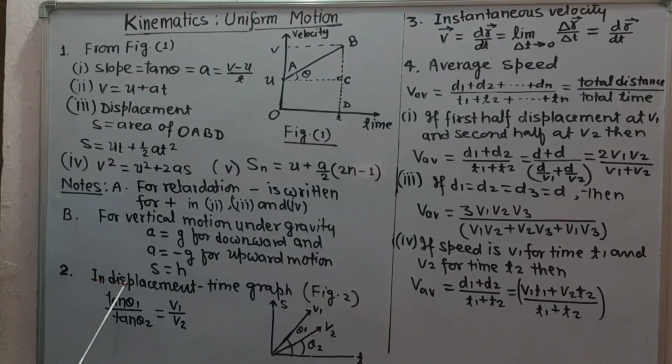Next, in the displacement time graph shown in this diagram, if a particle moves with velocity v1 at angle theta 1 and another particle moves with velocity v2 at angle theta 2 with the time axis, then tan theta 1 upon tan theta 2 gives the ratio v1 upon v2.